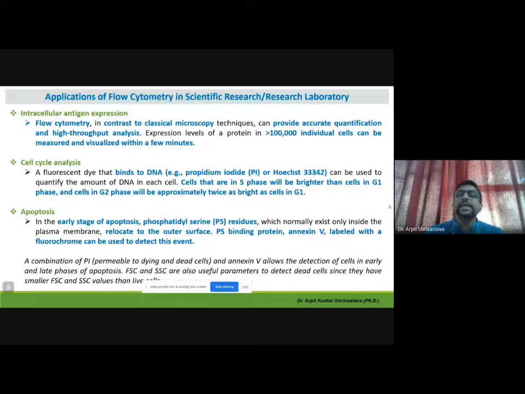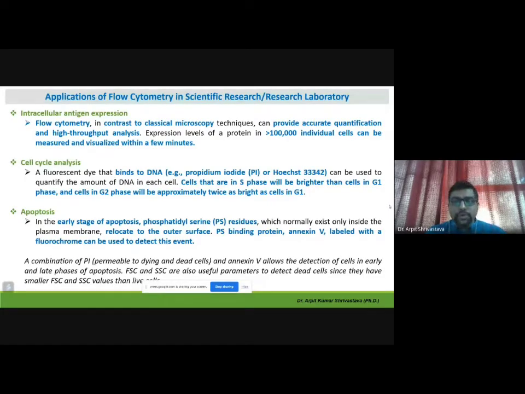Number two is cell cycle analysis. Say you are doing drug discovery or some related molecule study, then you can do the cell cycle analysis. You can check in which stage a particular molecule is binding, suppressing or inducing. This kind of experiment is done in the laboratory for cell cycle analysis.